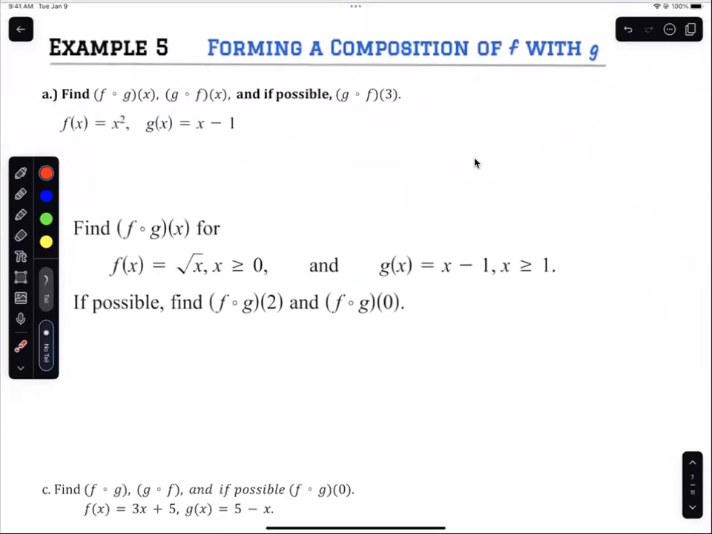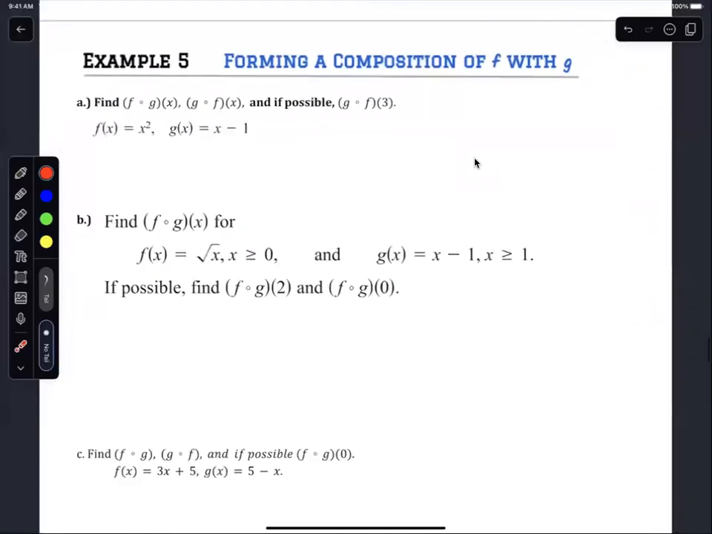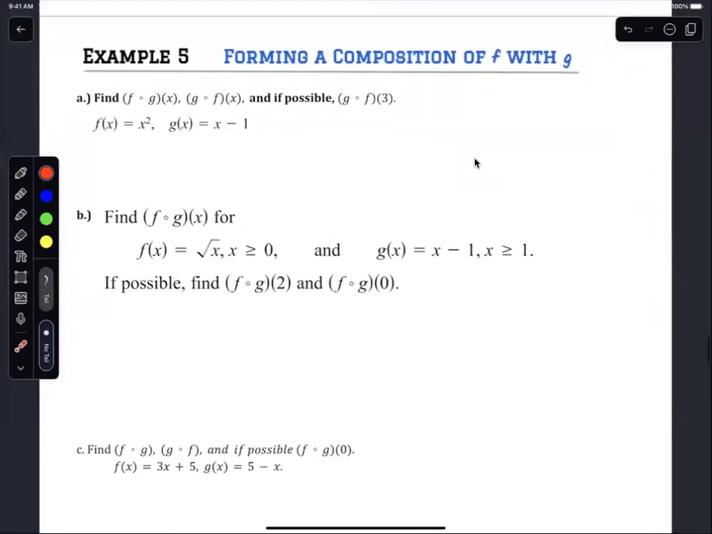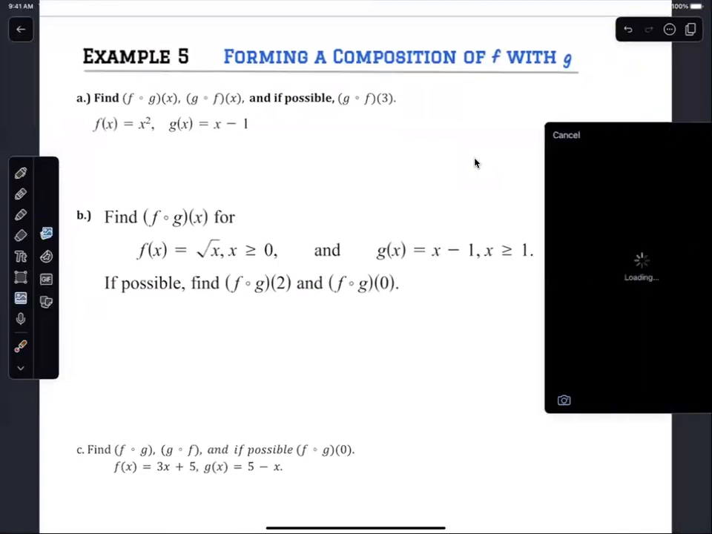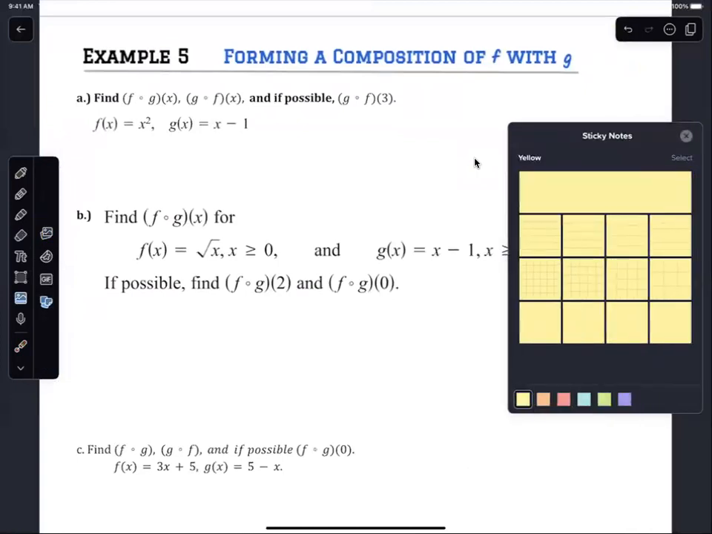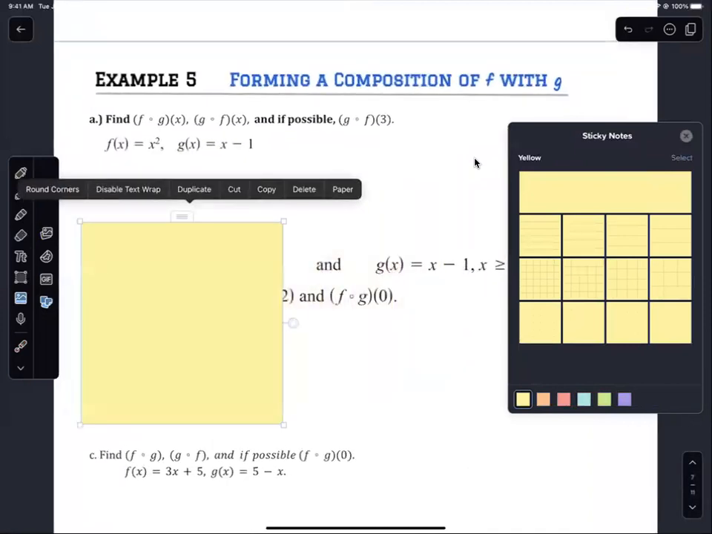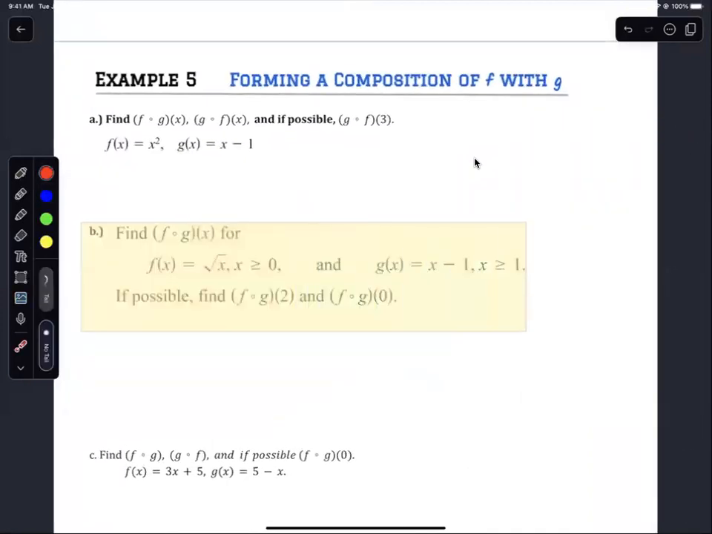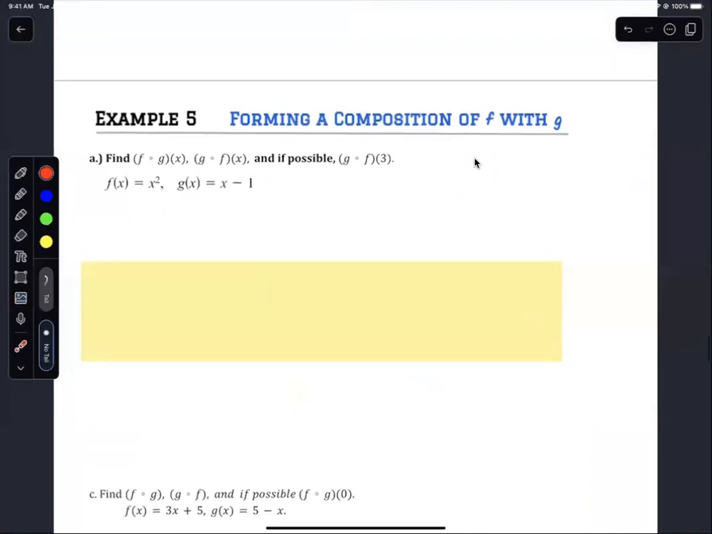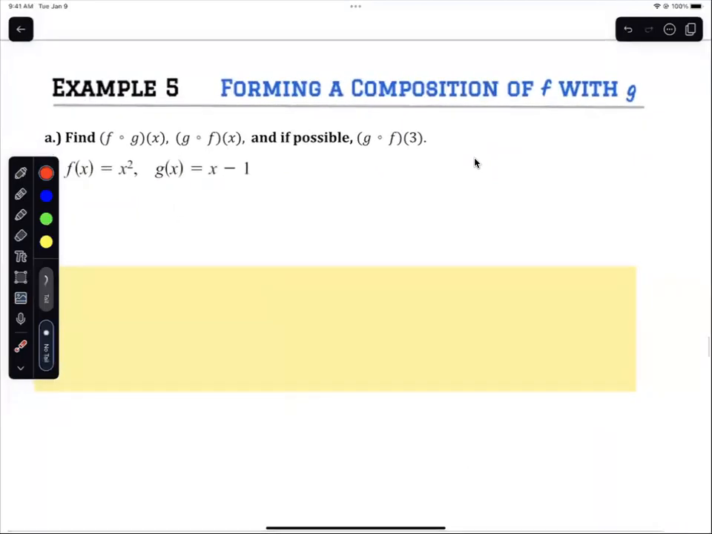So, example. I'm actually going to put a little sticky note on this guy for right now. Find f composed with g of x and g composed with f of x, and if possible, g composed with f of 3.